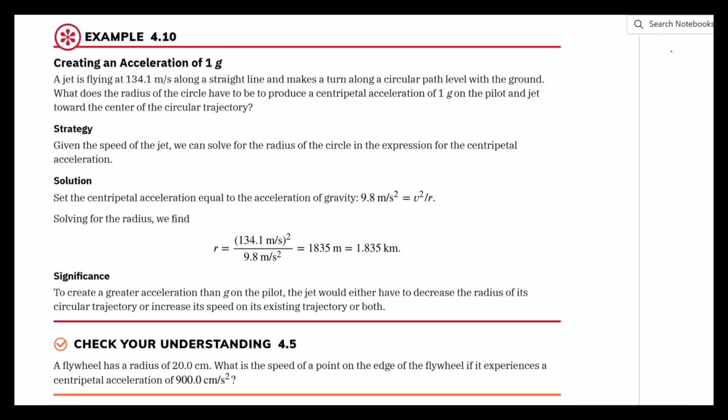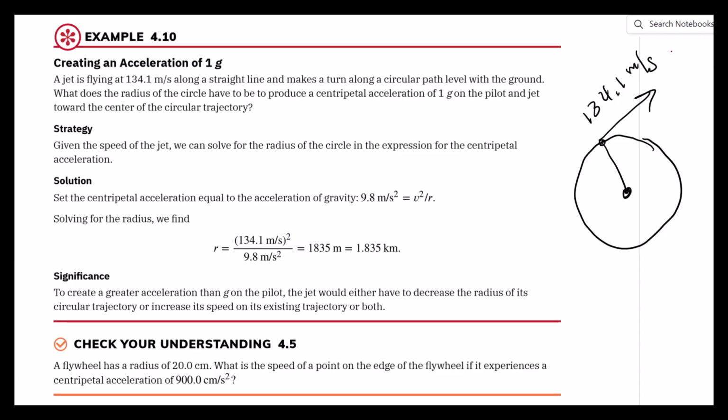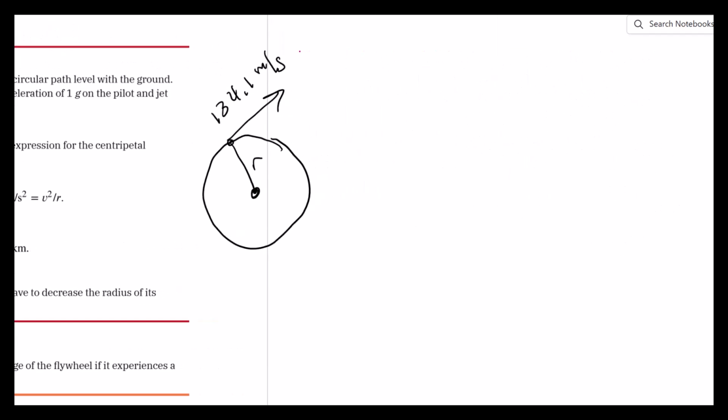A jet flying at 134.1 meters per second along a straight line makes a turn along a circular path. So it's basically about to go around a circle of some unknown radius, and we want the acceleration to produce a feeling of 1 gravity on the pilot. Well, this is an unnecessarily easy problem given everything I just talked about.